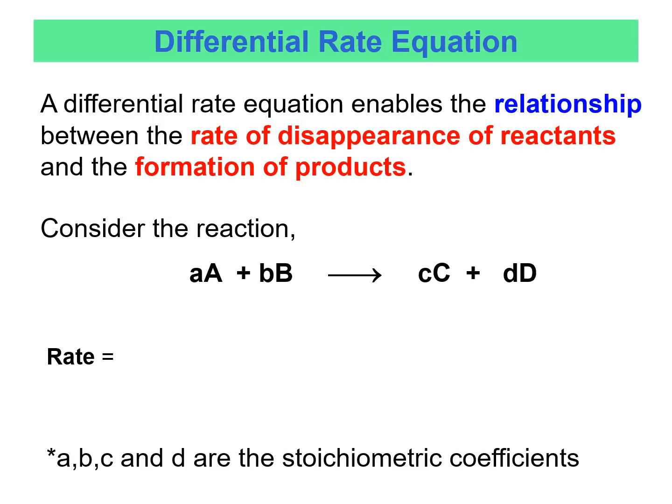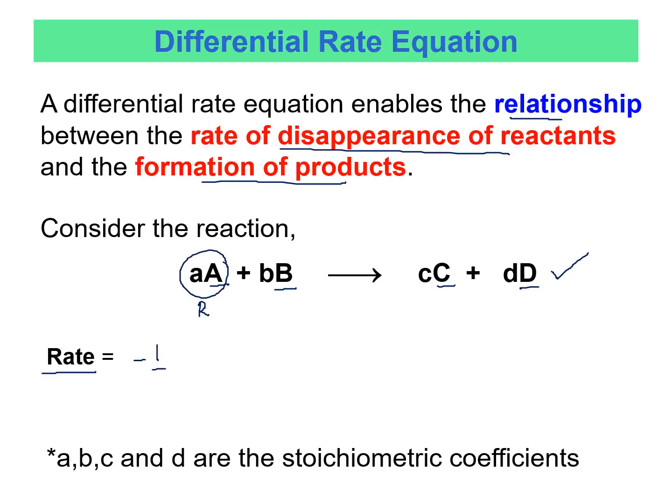Differential rate equation. Differential rate equation enables the relationship between the rate of disappearance of reactants and the formation of product. Consider the reaction. You have A react with B, produce C and D. Based on this equation, you can write the differential rate equation. Kita akan menulis perkataan rate dahulu equals to dengan negatif. Kita letakkan sign negatif because species yang pertama adalah your reactant.